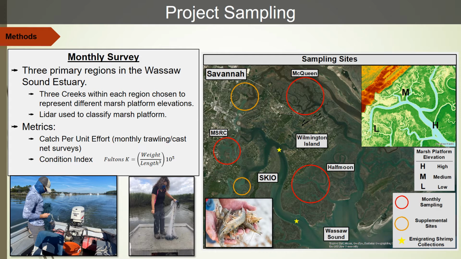For our monthly surveys, we used trawling and cast nets as our primary collection gears. We quantified the catch per unit effort within each region and marsh platform combination. Additionally, we quantified the Fulton's K condition index for individuals caught within creeks for each region and marsh platform combination. Fulton's K is quantified for each individual by dividing weight by length cubed and multiplying this value by a constant. In this case, the constant was 10 raised to the 5th power.